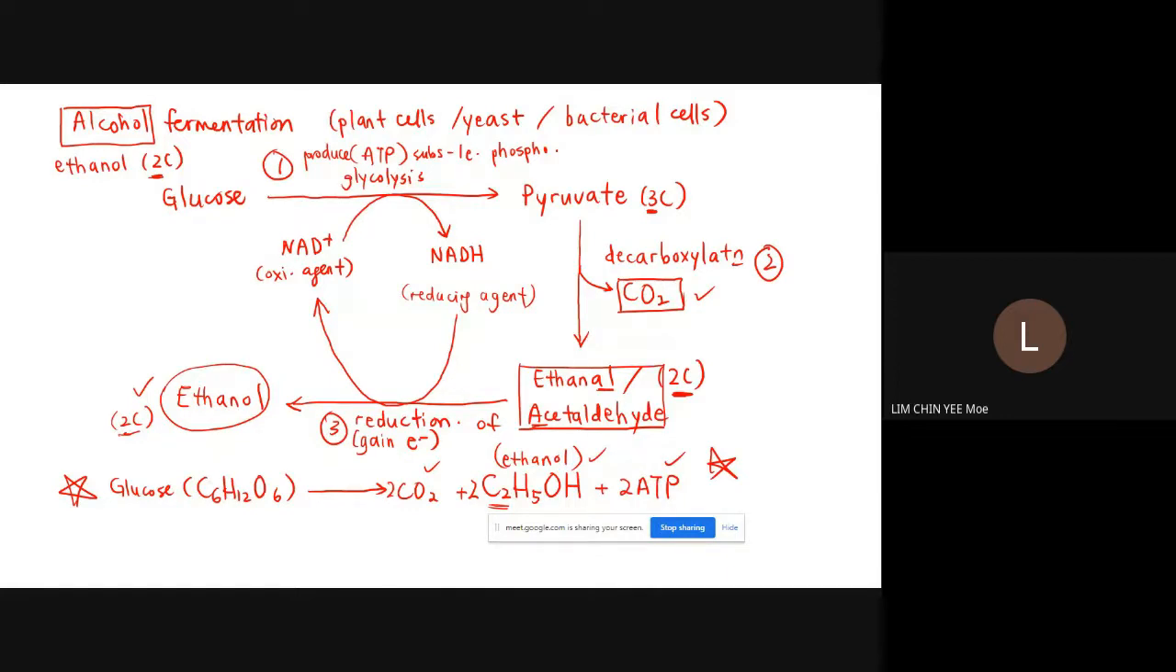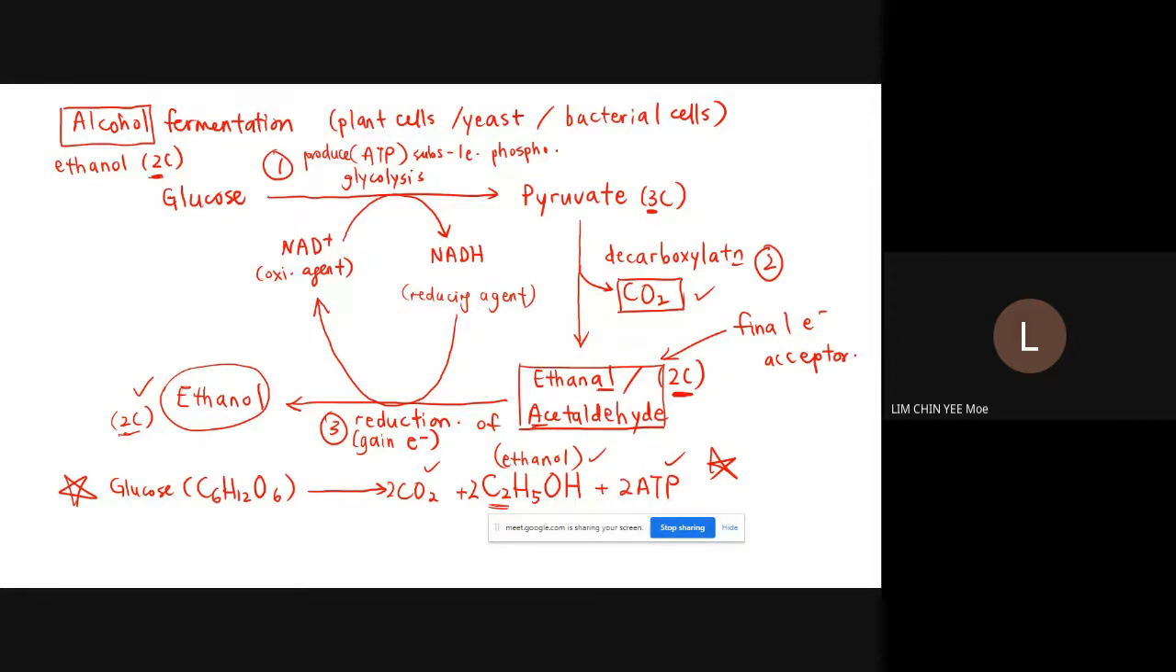Reduction of ethanol. So, NAD, apa yang NAD plus? Bukan. Reduction of ethanol. Ethanol. So, apa yang gain electron? Ethanol. Ethanol lah yang reduce. Maksudnya ethanol yang gain electron. Maksudnya ethanol lah yang final electron acceptor.